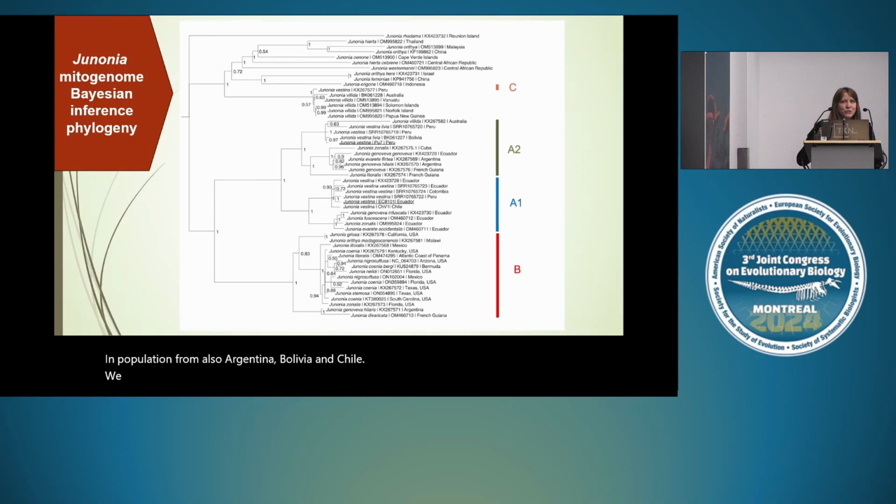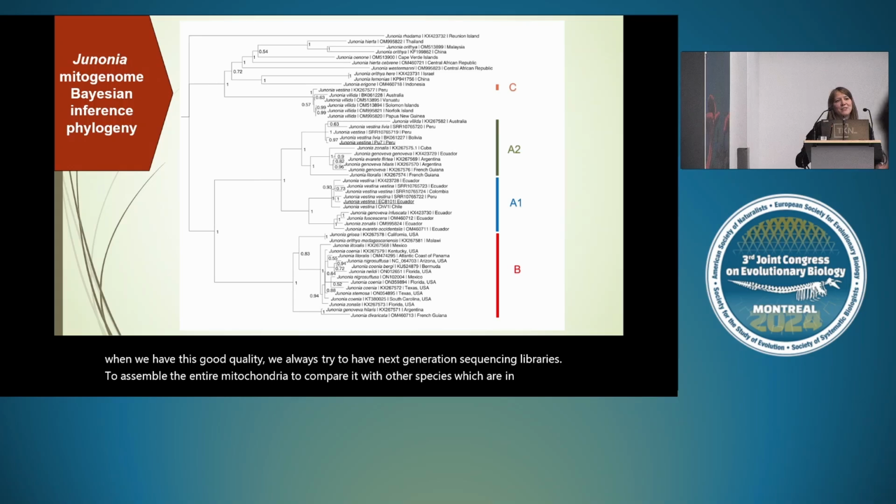We always use short PCR fragments and small markers to identify haplotypes. But when we have good quality DNA from specimens, because we're always working with museum specimens, we try to make next generation sequencing libraries to assemble the entire mitochondria and compare it with other species which are in the database, so we can compare them more clearly.